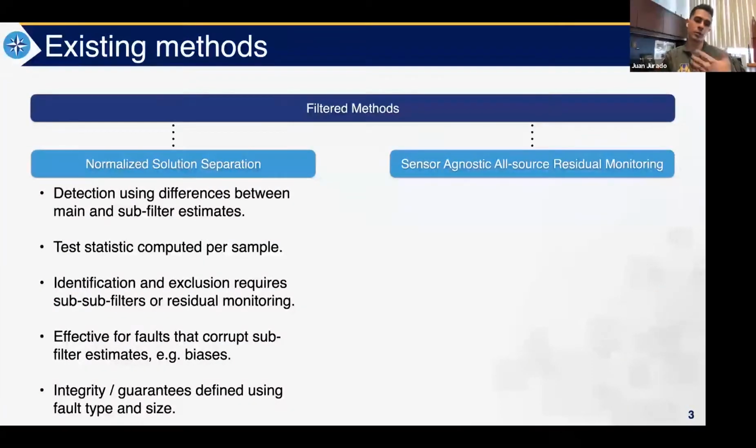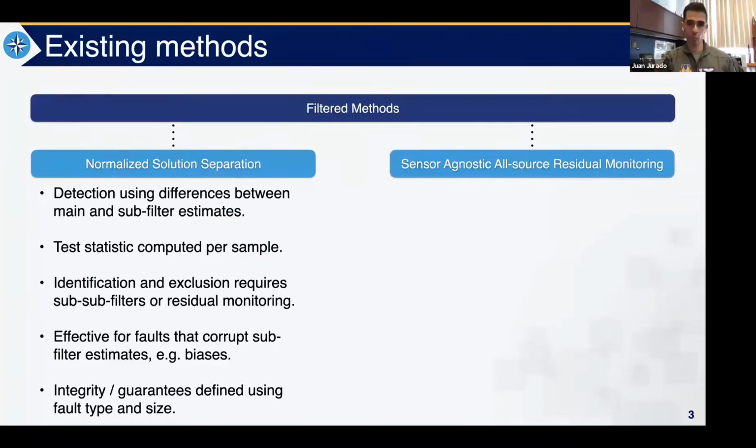Normalized solution separation is summarized here. You've got the detection of the fault itself. The test statistic is based on the difference between the solution provided by a main filter, which is informed by every single sensor in the system, and the solution provided by a series of sub-filters, which potentially exclude one or many sensors that the main filter takes into account. When you look at the statistical differences between those n differences, you can then do a chi-square test, and there's a known distribution for what those differences should look like, so you can detect when there is a fault.